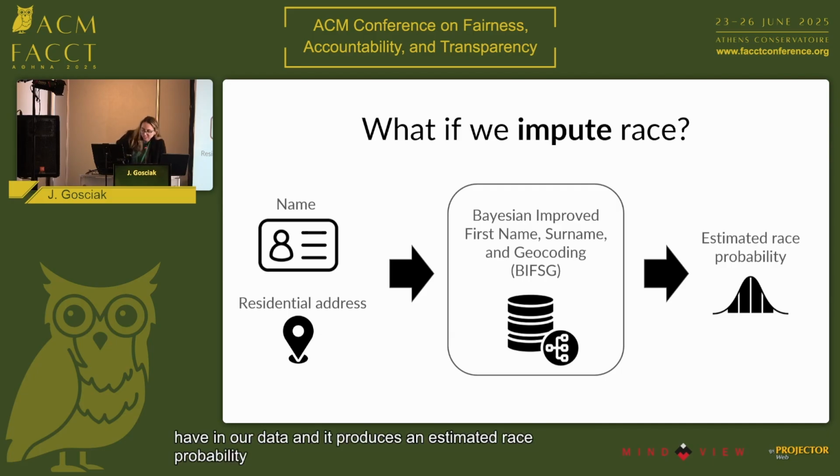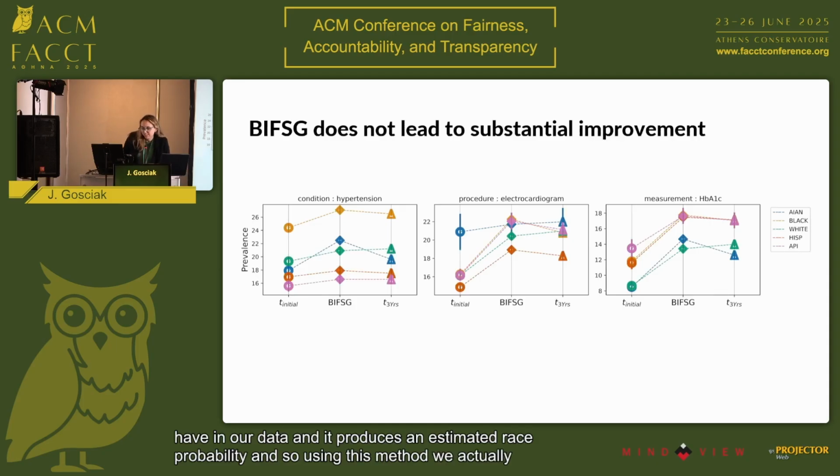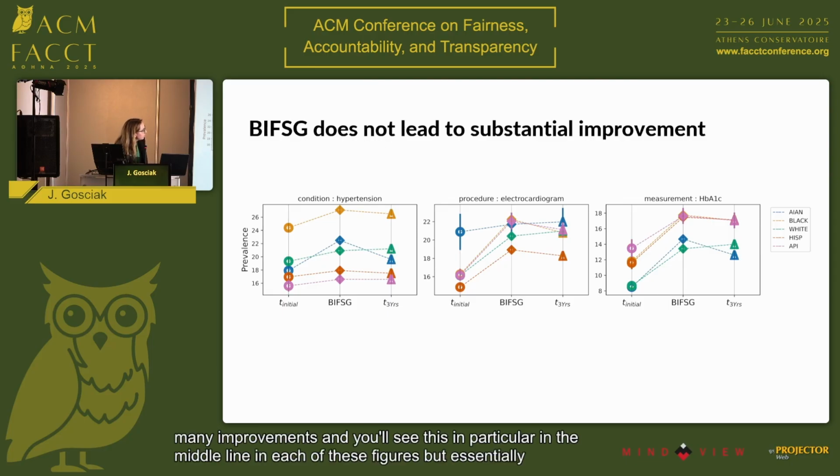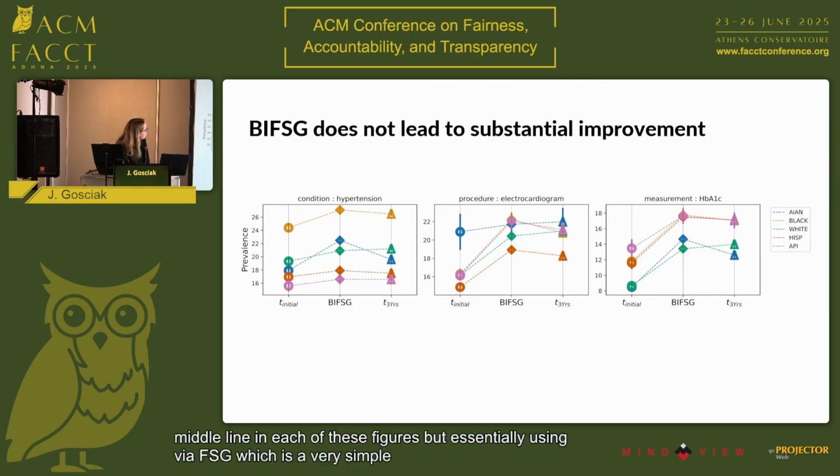And so using this method, we actually find not many improvements. And you'll see this in particular in the middle line in each of these figures, but essentially using BIFSG, which is a very simple and popular method, overinflates prevalence for minority race groups. And so it doesn't really lead to substantial improvements.